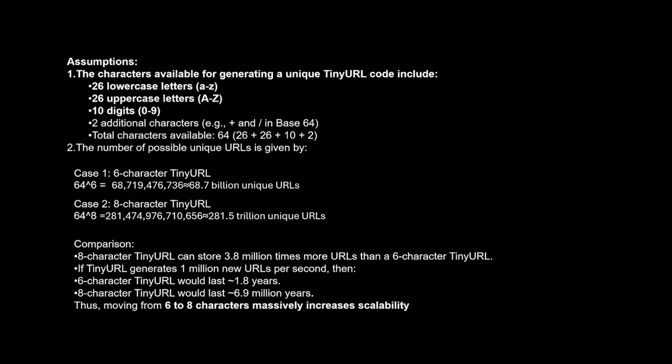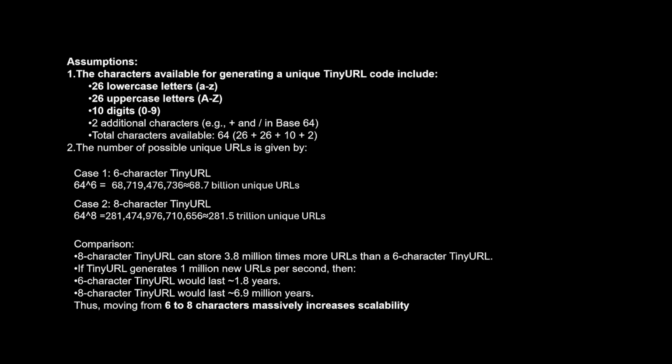So in base 64, we have 26 lowercase characters, 26 uppercase characters, 10 digits, and 2 additional characters like plus and forward slash. If we take base 62, then those 2 additional characters will be removed. Based on these decisions, we can decide what base we want to take. If we take 6 characters, in case one we can see a total of 68.7 billion unique URLs can be created.